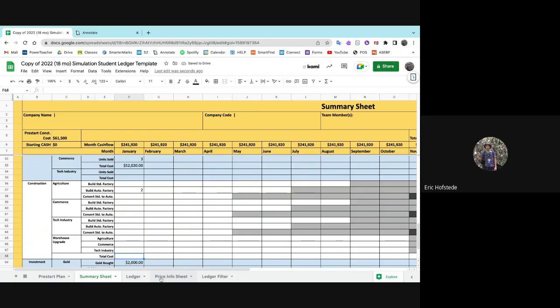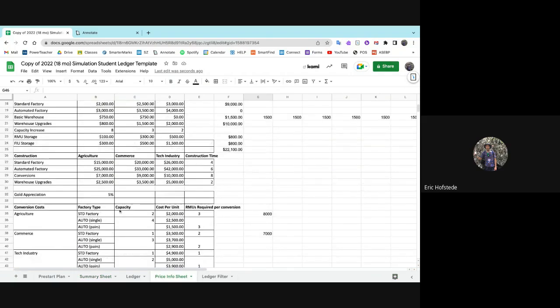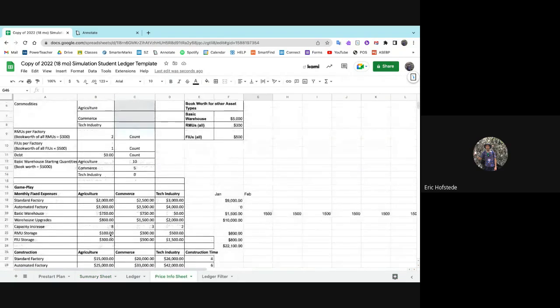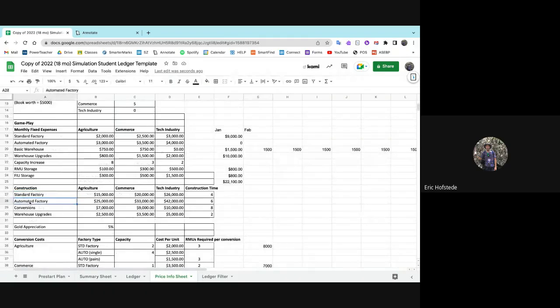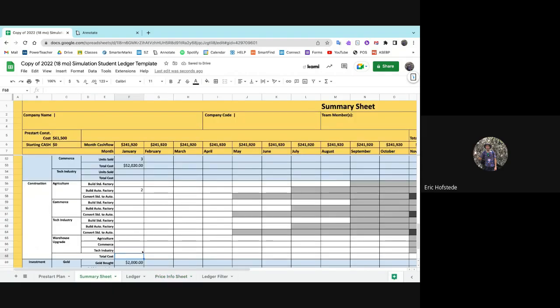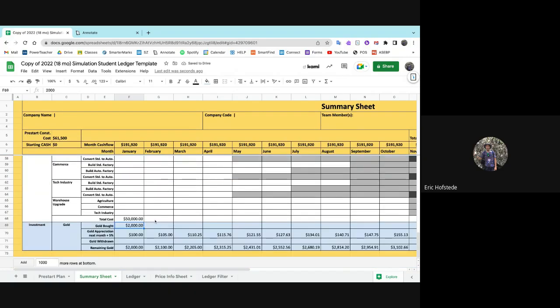So if I did 2 auto factories for agriculture, we go and we look at the construction cost for an auto factory in agriculture, 25,000 each. So I'm going to multiply that by 2. That's going to be $50,000. And my cash went down. Maybe I buy some gold. That's going to be a whole nother ball game. I'll save that for another video.